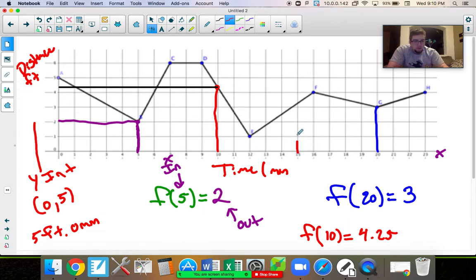We just have to pick a number. If I wanted 15, there's where the output is. If I wanted 22, there's my output right there. It's not a very good line to it, but that's what it is.